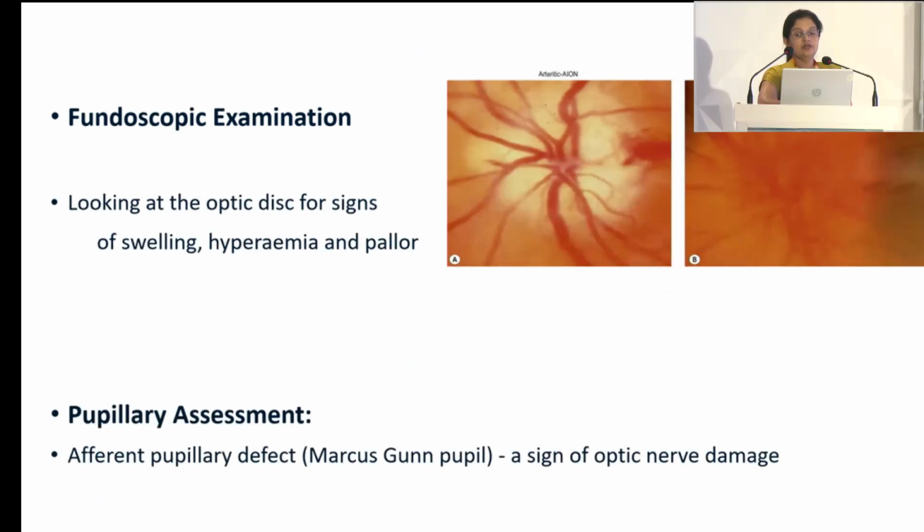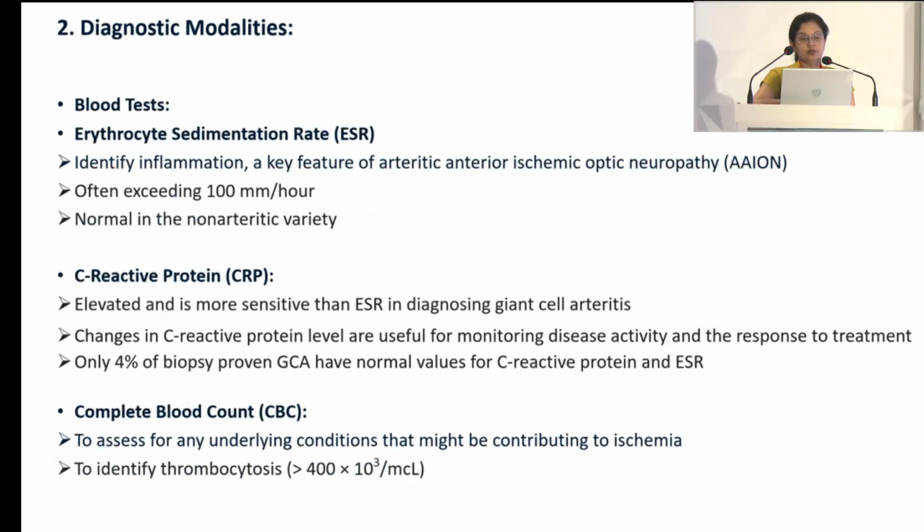defect. On fundoscopy, in the first picture you can see the pallid disc edema in the arteritic type of ischemic optic neuropathy. The second picture is the non-arteritic type with hyperemic disc edema. Pupillary assessment is done to see an afferent pupillary defect. The diagnostic modalities include the ESR, erythrocyte sedimentation rate, which usually identifies the inflammation, which is a key feature of the arteritic type of ischemic optic neuropathy.